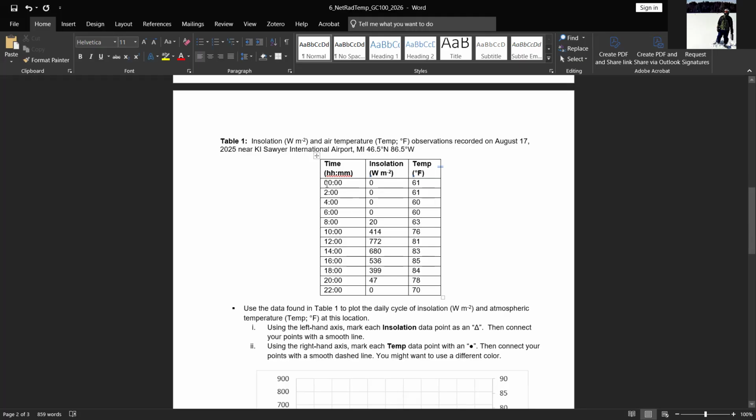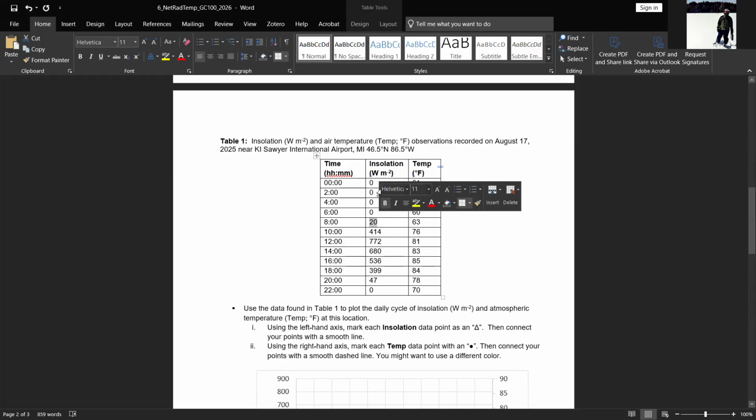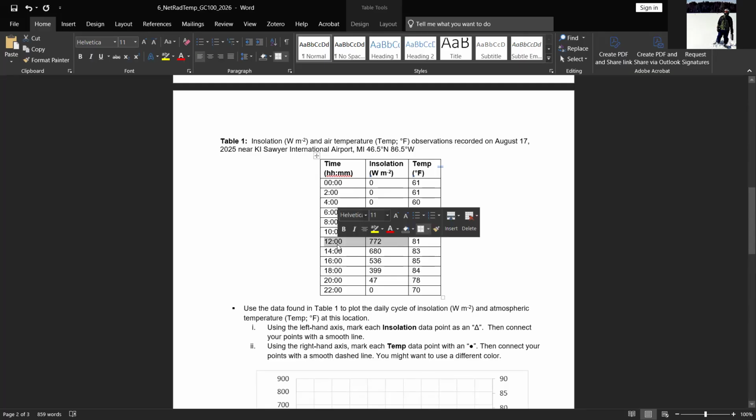Here, you would expect, in the middle of the night, there's no incoming solar radiation. It's dark. So at midnight, 2 a.m., 4 a.m., and even 6 a.m., our insolation value is simply 0. But then the sun comes up over the horizon at a very low angle, and we start receiving some incoming solar radiation, and then more and more. And then it starts going down again. So here we can identify our peak incoming solar radiation was in fact received right around noon on that day.